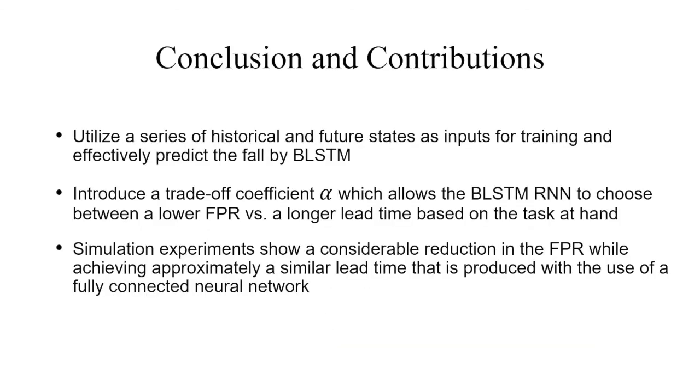Conclusion and contributions. In this paper, we utilize a series of historical and future states as the inputs for training and effectively predict the fall by bidirectional LSTM neural network. Also, we introduced a trade-off coefficient alpha, which allows the bidirectional LSTM recurrent neural network to choose between a lower FPR versus a longer lead time based on the task at hand. Finally, our simulation experiment showed a considerable reduction in FPR while achieving approximately a similar lead time that is produced with the use of fully connected neural network.